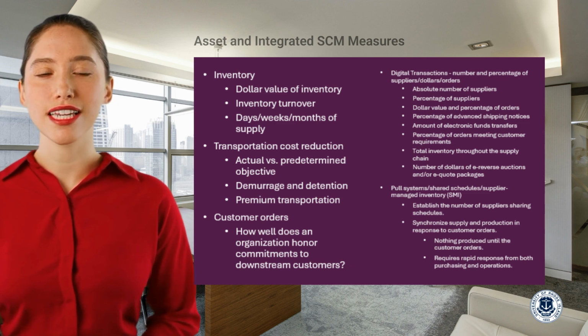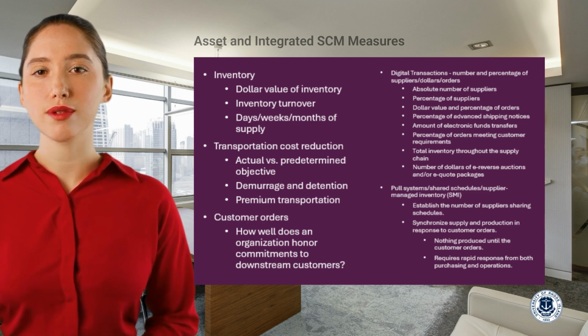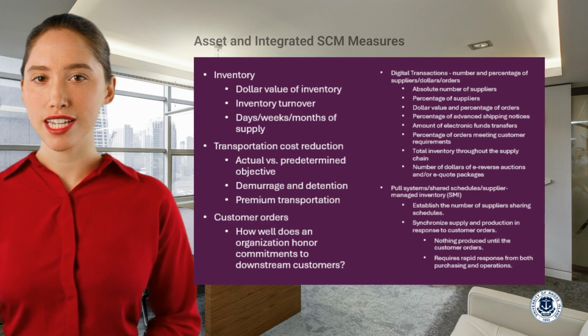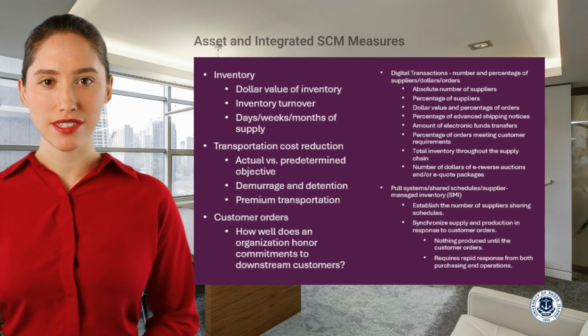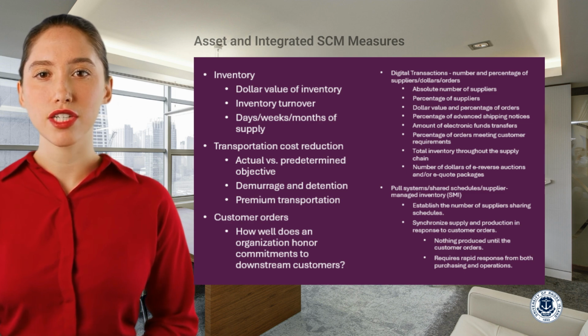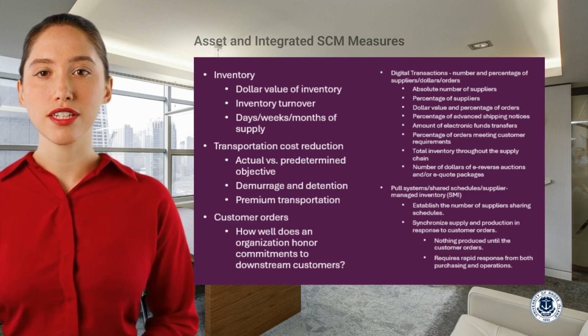Another important metric is days, weeks, or months of supply, which measures how long current inventory levels can support demand without replenishment. Next are transportation cost reduction measures. Companies compare actual transportation costs to predetermined targets to assess efficiency. Additional metrics include demurrage and detention costs, which occur when shipments are delayed at ports or terminals. Firms also monitor premium transportation, such as expedited shipping, because frequent use of premium freight often signals planning or coordination problems in the supply chain.